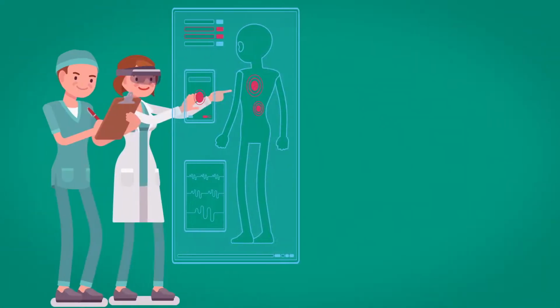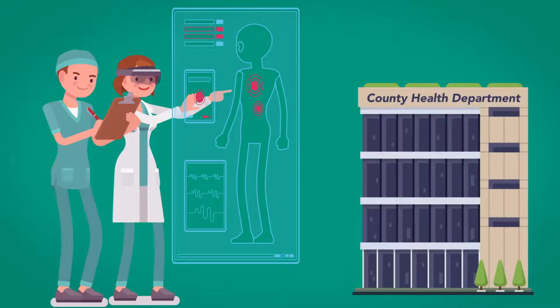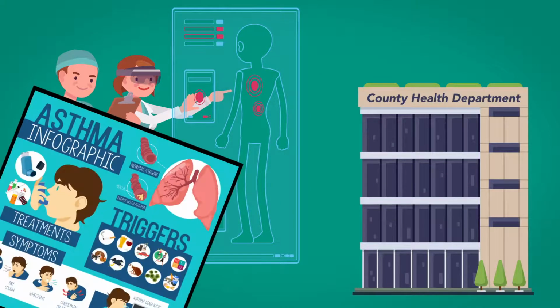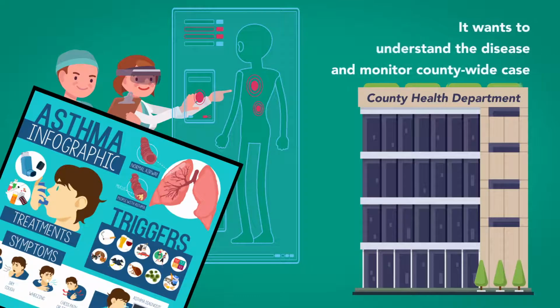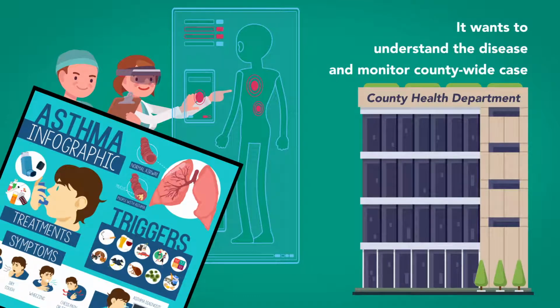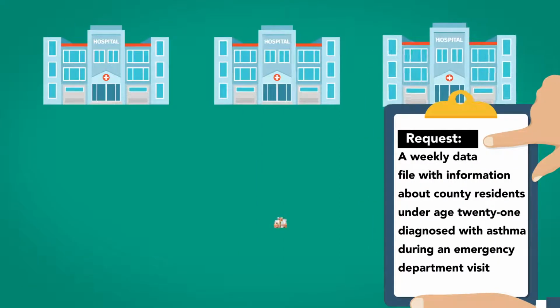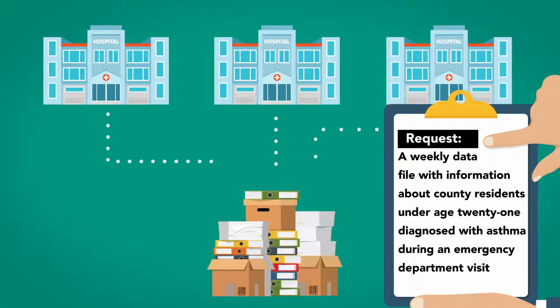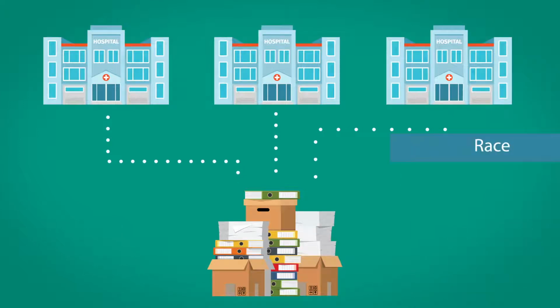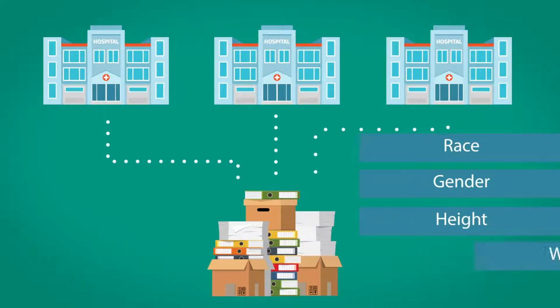For example, assume that a county health department is interested in reducing the burden and prevalence of childhood asthma in the county. As part of this interest, it wants to understand the disease and monitor county-wide cases, and so it requests a weekly data file from each area hospital with information about county residents under age 21 diagnosed with asthma during an emergency department visit. Data includes patient race, gender, height, weight, and age.